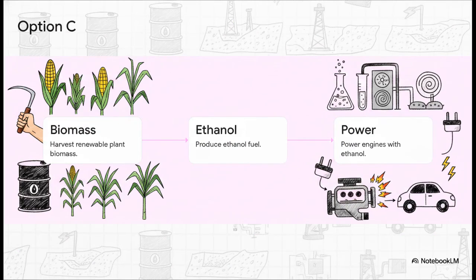Then there's option C, the use of ethanol-powered engines. Ethanol is honestly a brilliant substitute. Step 1, we harvest renewable plant biomass, like corn or sugarcane. Yeah, literally the same stuff in your cereal can fuel a car. Step 2, we process that into ethanol fuel. Step 3, we use that ethanol to power our engines instead of traditional petrol. By using biofuels, we're replacing a non-renewable resource with a renewable one, leaving more crude oil safely tucked away underground. So option C is another great conservation measure.